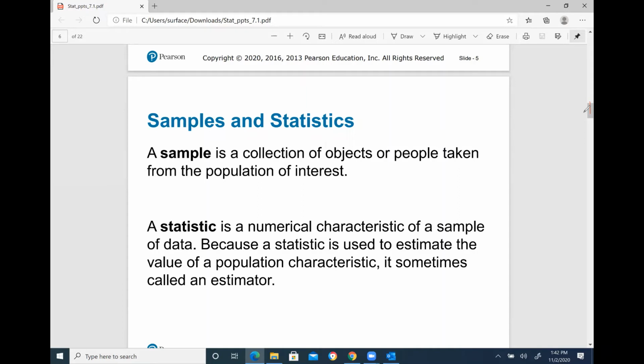Okay. And statistics is a numerical characteristic of a sample of the data. It's similar to a parameter of the population. Statistics is a word that helps us, when you have a story, to figure out whether this is a statistic or a parameter. And also, a statistic will always go with a sample.